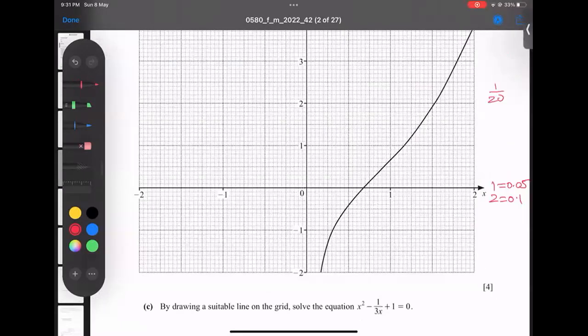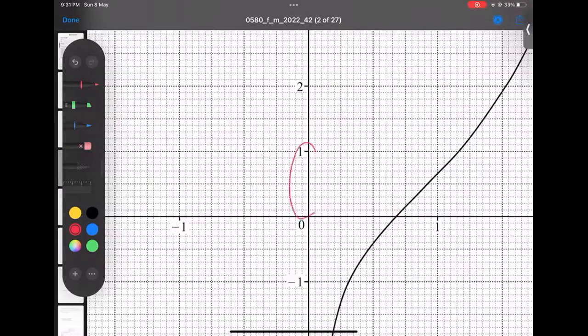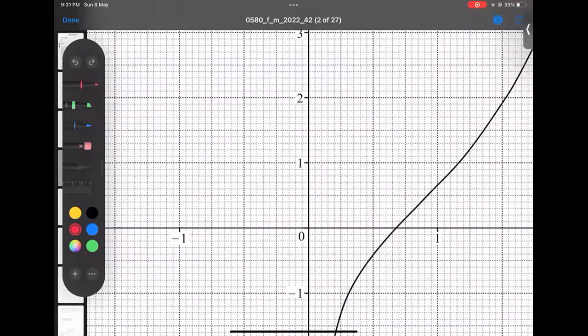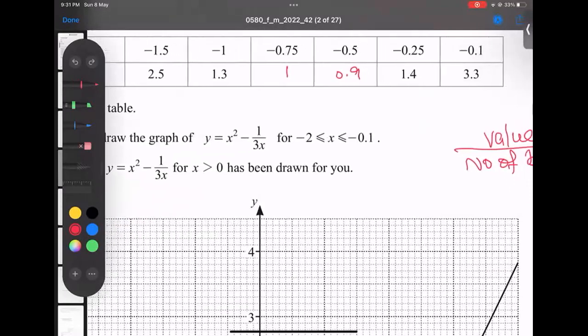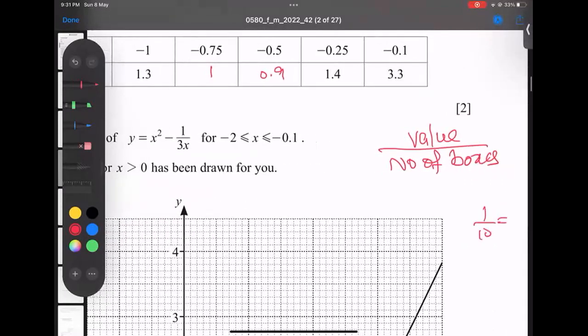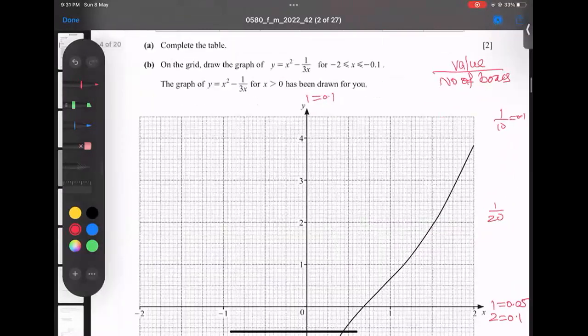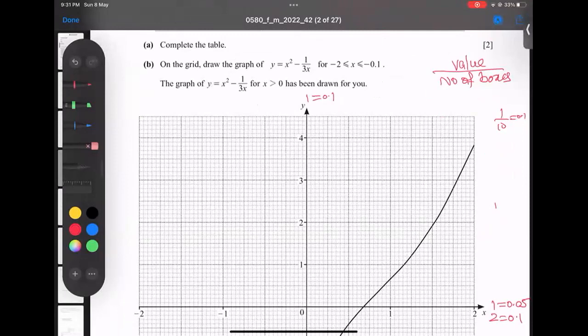So on this axis, the y-axis, 1 divided by the number of boxes, 10. I'm writing simply, 1 divided by 10, it becomes 0.1. So 1 box equals 0.1. So these 2 things are very, very clear to us.